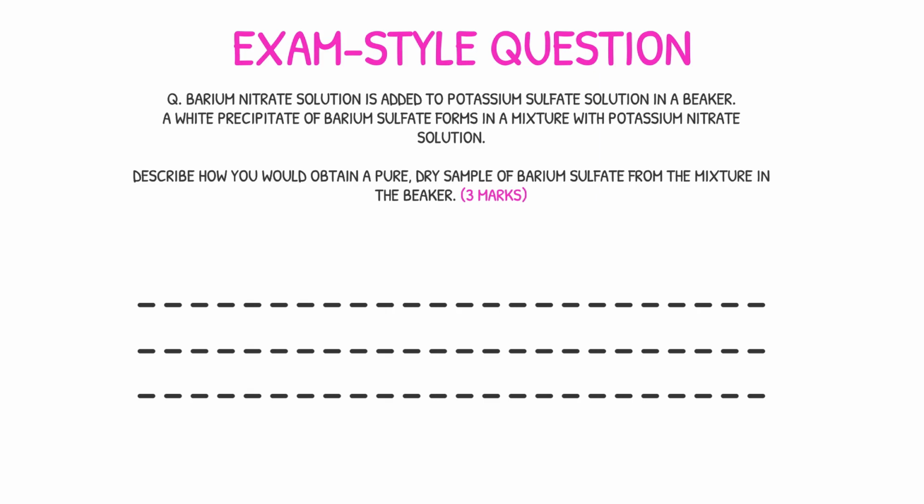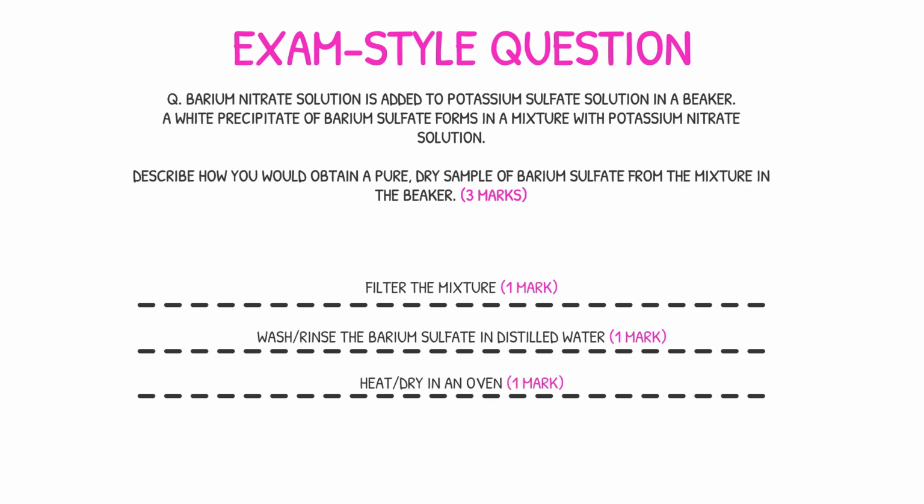To begin with, we must separate the barium sulfate from the potassium nitrate solution, and this can be achieved using filtration. Next, we must rinse the barium sulfate using distilled water. This step removes any excess potassium nitrate solution, ensuring that the sample of barium sulfate is pure. Finally, the barium sulfate is dried by heating it in an oven.